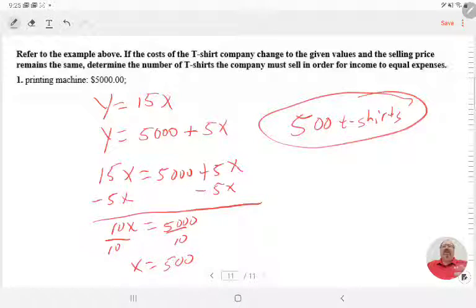Okay? So the key to this is just looking at the problem, deciding which of the five, and you're really not going to use graphing, I don't believe, so which of the four would be the best way to solve. Okay? Once you determine that, then go ahead and solve and get the solution.